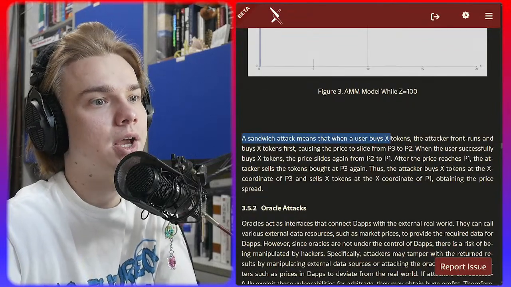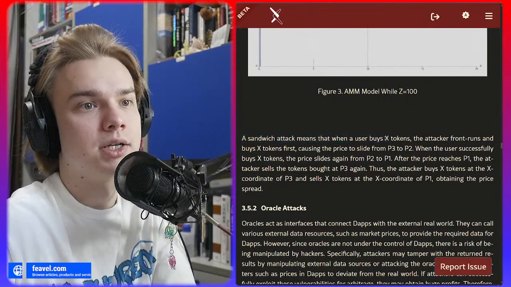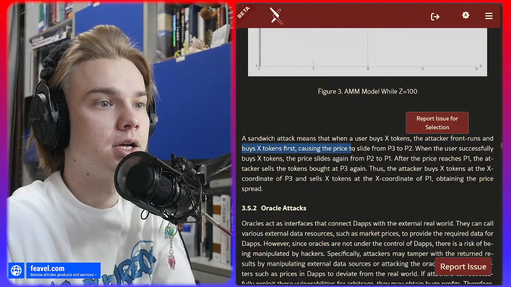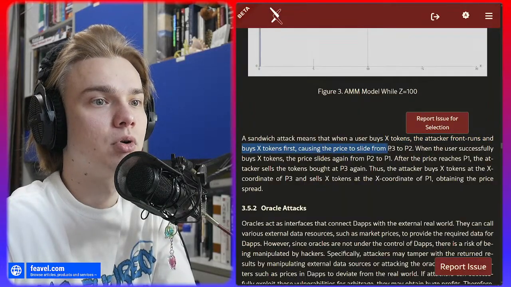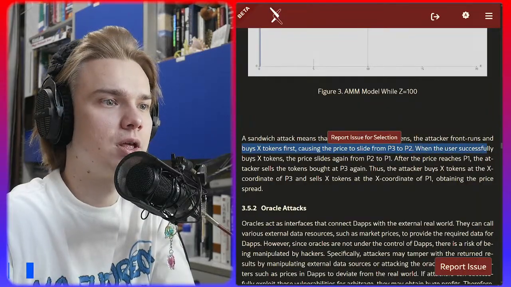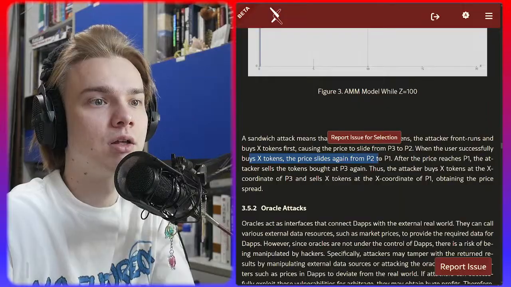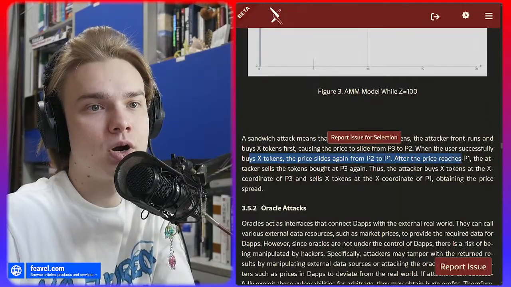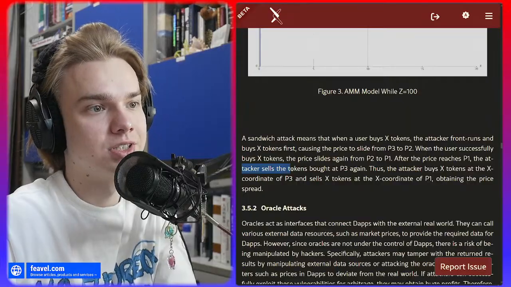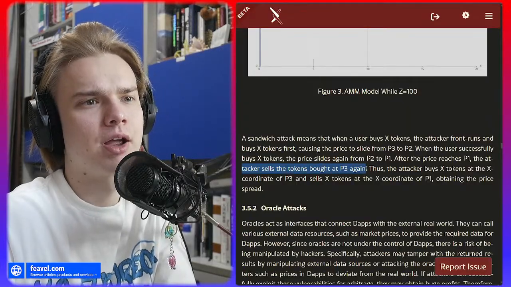A sandwich attack means that when a user buys X tokens, the attacker front-runs and buys X tokens first, causing the price to slide from P2 to P3. When the user successfully buys X tokens, the price slides again from P2 to P1. After the price reaches P1, the attacker sells the tokens bought at P3 again.